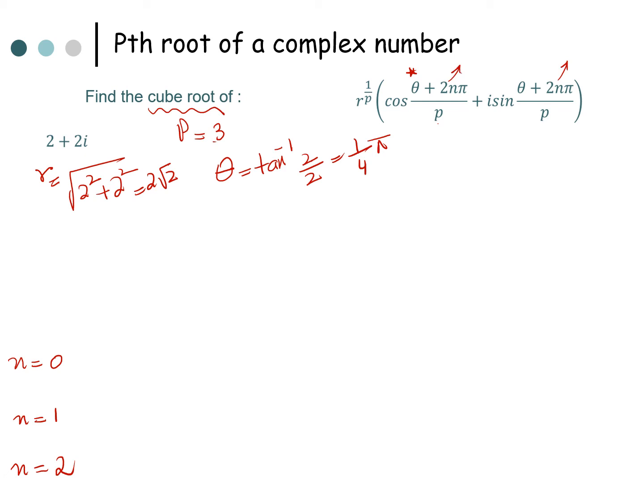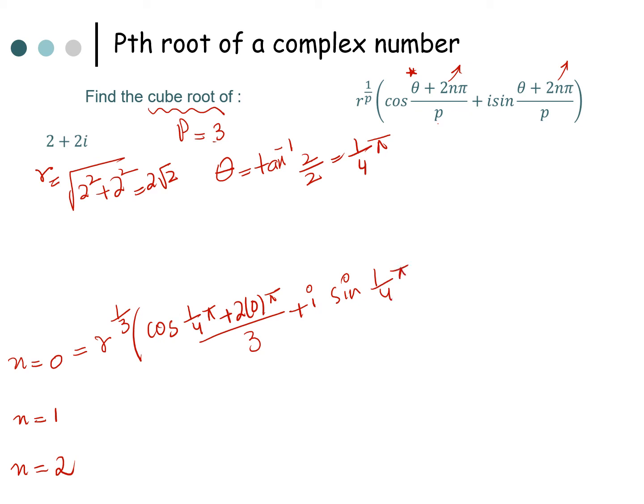Where you have 0, you put 0. In the second equation, where you have 1, you write the 1. And wherever you have the 2, you write the 2. So let's write it down as it is. r to the power 1 over 3, cos theta, is 1/4 π plus 2, n is our 0, then π whole upon p, which is 3, plus i sine, and the same thing you wrote with the cos, you write as it is with the sine.